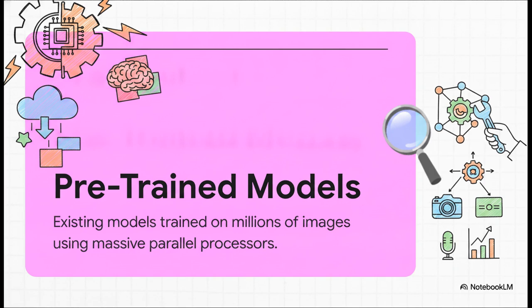So instead of reinventing the wheel, we use pre-trained models. These are pre-existing AI frameworks that have already been trained on literally millions of images using massive, highly expensive parallel processors. Big tech companies have already poured hundreds of thousands of computational hours into these things. And the best part? We can just freely download them. Once we have them, we can tweak them, we can retrain them for our own custom tasks. We get to skip the tedious part and jump straight into the fun stuff.